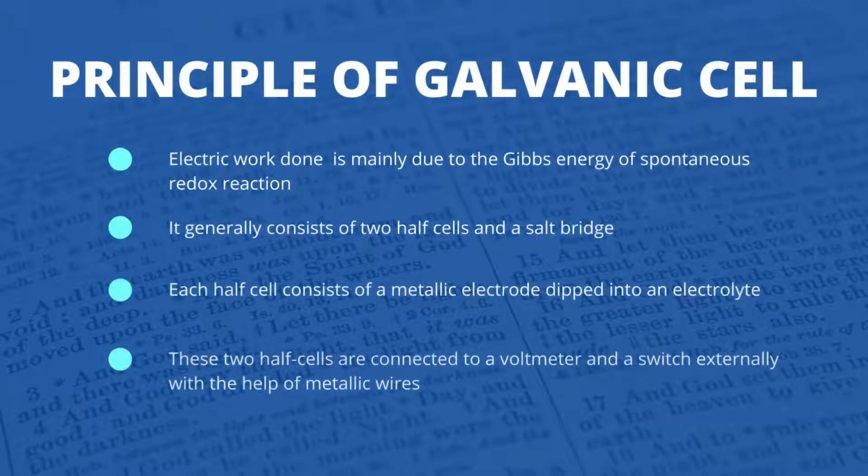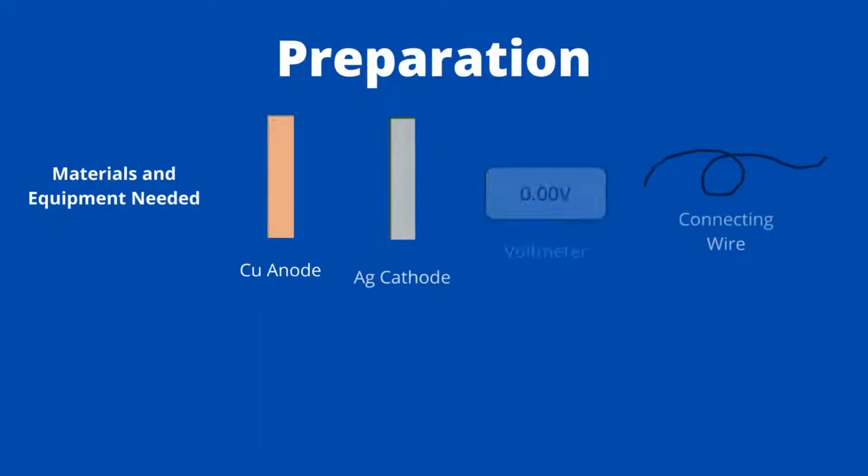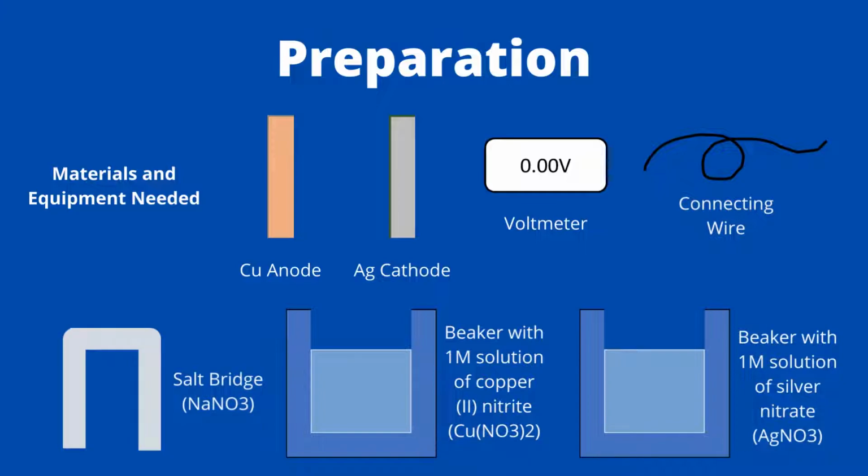These are the working principles to further understand how the cell works. A copper anode, a silver anode, a salt bridge, a voltmeter, connecting wires, a beaker filled with 1 mole solution of copper 2 nitrate and a beaker filled with 1 mole solution of silver nitrate are the materials and equipment needed for this experiment setup.